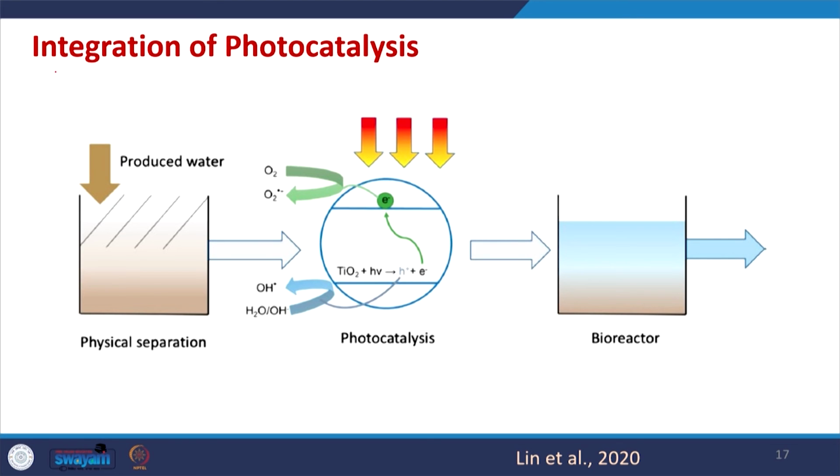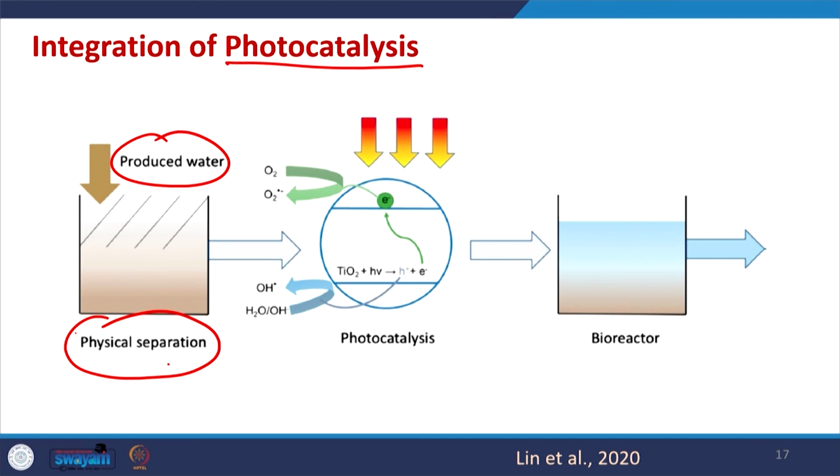Now, similarly, photocatalysis may be integrated with other traditional wastewater systems in this manner: suppose any water is produced which has to be treated. We have some physico-chemical treatment here. After that, photocatalysis is performed so that we can degrade some targeted compounds, and once those are degraded, the simpler compounds will also get degraded. After this treatment it may go to a bioreactor for further treatment. So, many integrations of photocatalysis with traditional treatment are possible.